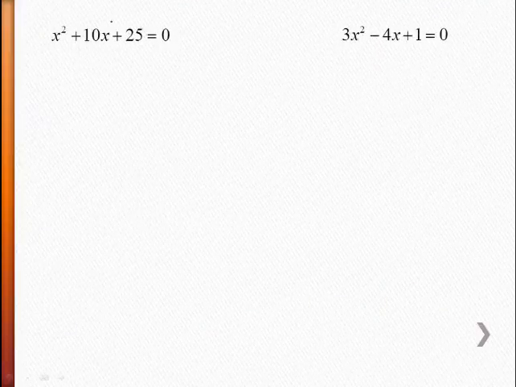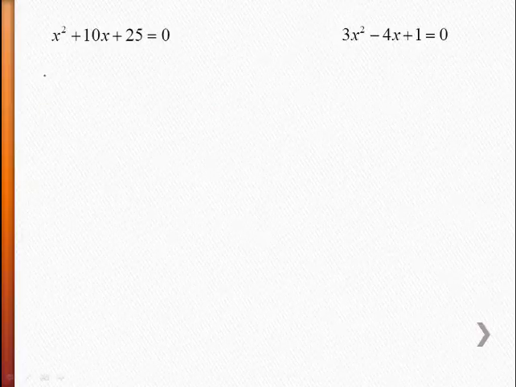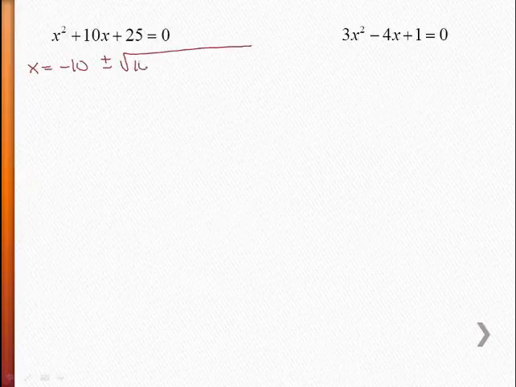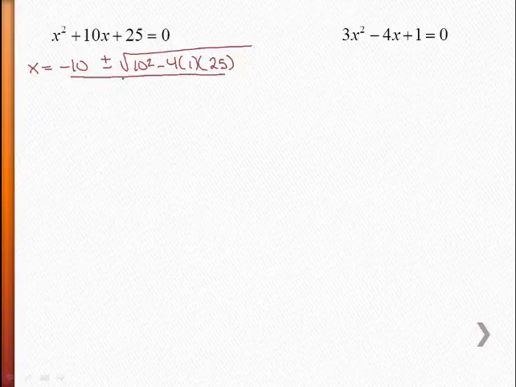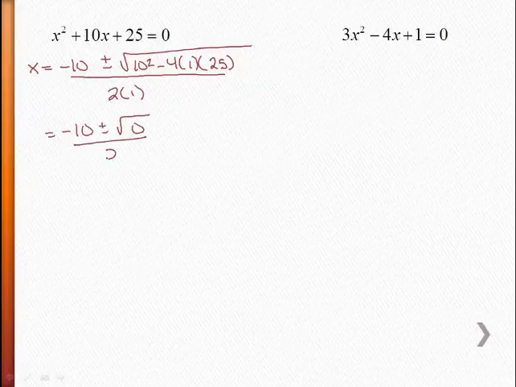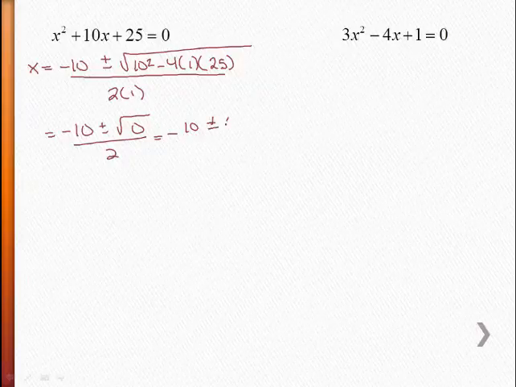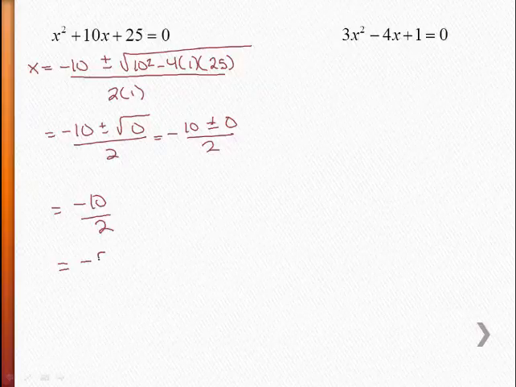Okay. If you recall, this one was going to give us one solution. So I have negative b plus or minus the square root of b squared minus 4 times a times c. And I already know that results in a 0. So I have negative 10 plus or minus the square root of 0 over 2. And here's why this 0 is going to give us only one solution. Negative 10 plus or minus 0 over 2 is just negative 10 over 2. That gives me a solution of negative 5. That is the only place that the parabola will touch the x-axis, at negative 5.